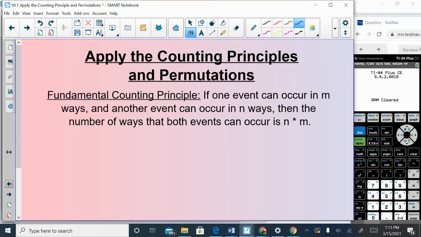The fundamental counting principle states that if one event can occur in a given number of ways, and another event can occur in another given number of ways, then the number of ways that both events occur is just what you get when you multiply the two given numbers of ways. So if one event can occur in 10 ways and another event can occur in 5 ways, and you want to know how many ways both events can occur, that would be 50 ways. You just multiply it.